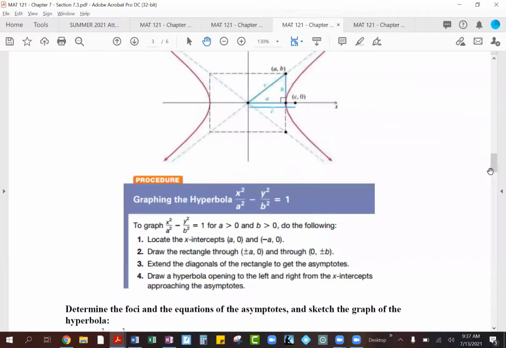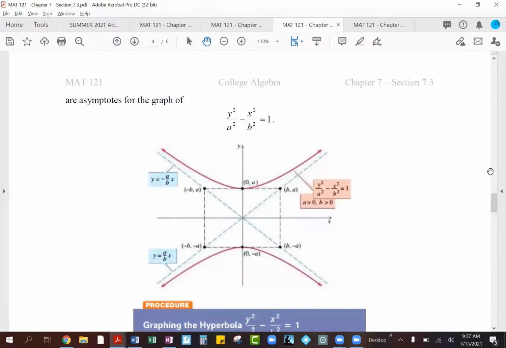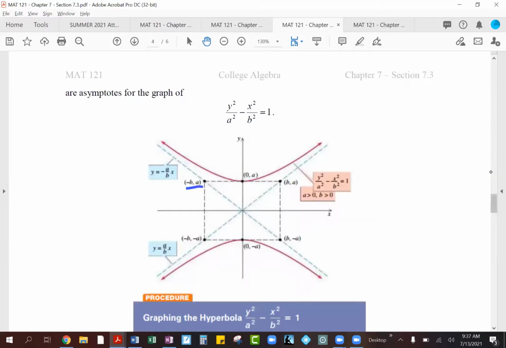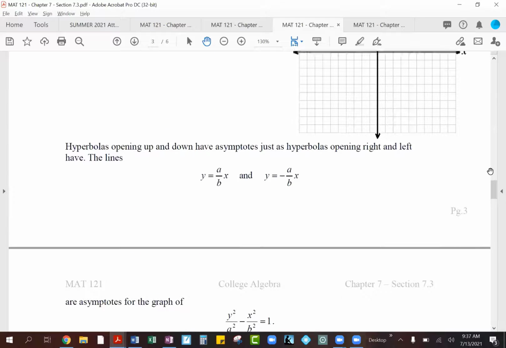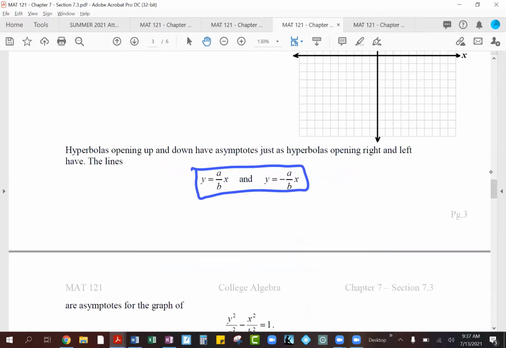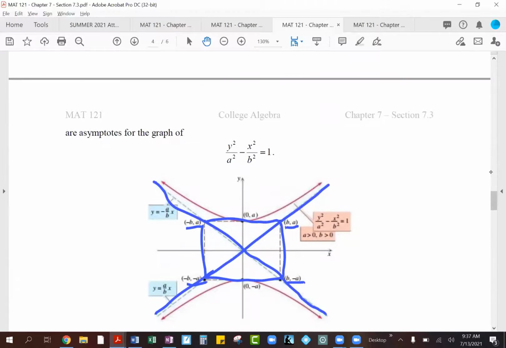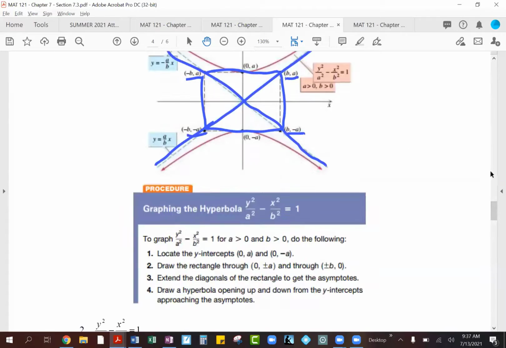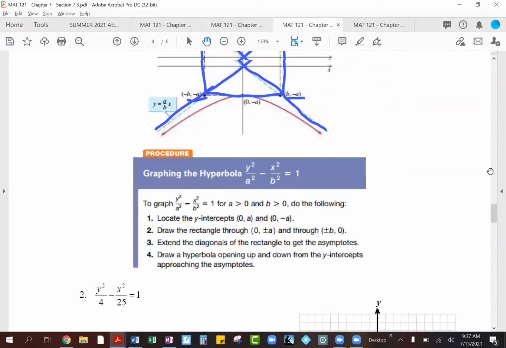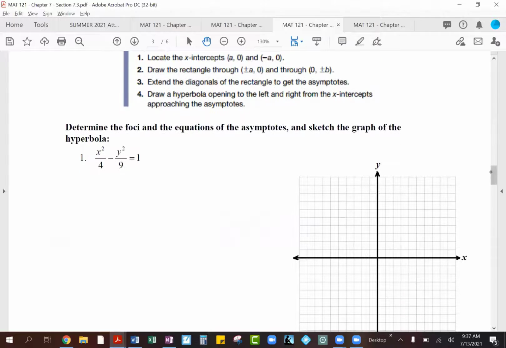That's the same thing you do when your hyperbola is opening up and down, except the ordered pairs for the corners, the vertices of your rectangle, will change. But it's the same idea. You draw your rectangle, take those diagonals, extend them out, and based on that, you draw your branches. The equations for your oblique asymptotes will also change, because this is a hyperbola opening up and down.